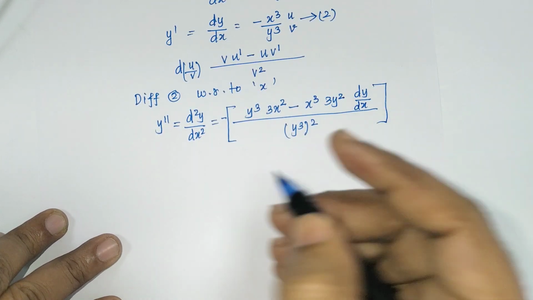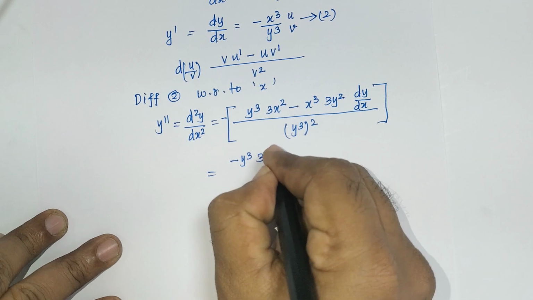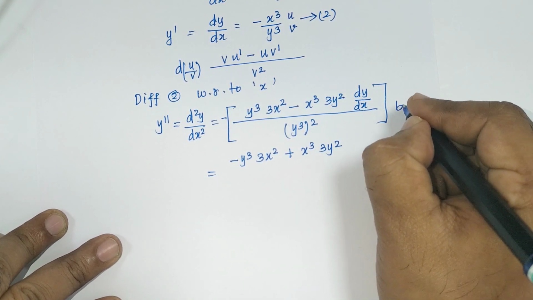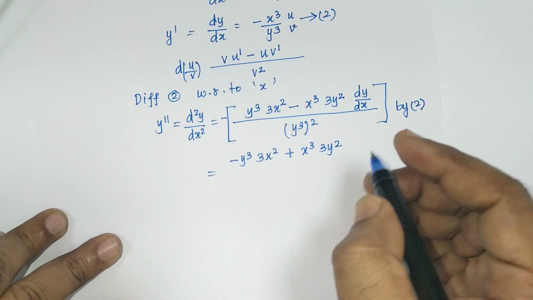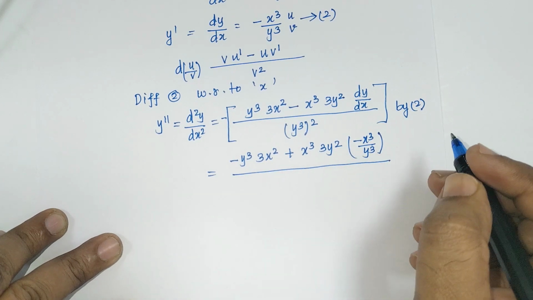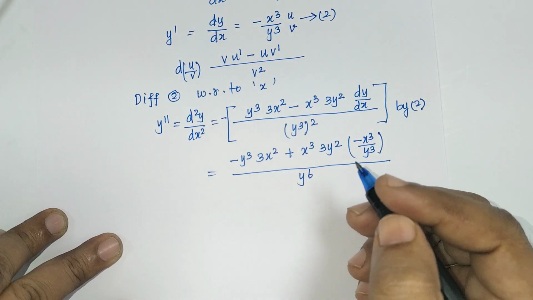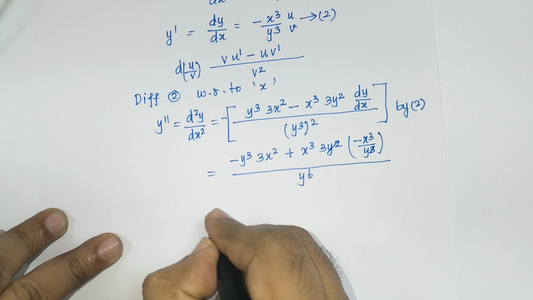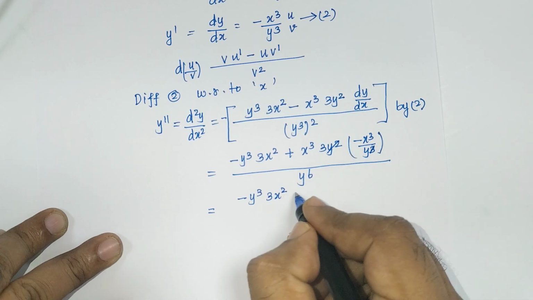Okay. Now multiply with the minus: minus y cube and 3x square, minus and minus plus x cube, 3y square by equation 2. Here I will write this dy by dx equal to minus x cube divided by y cube. So minus x cube divided by y cube, divided by y cube whole square, we can write, multiply this 2, 3 into 2, 6. So y power 6. Now here I am going to divide, y square and y cube cancel, you will get y. And here minus y cube 3x square and minus 3.